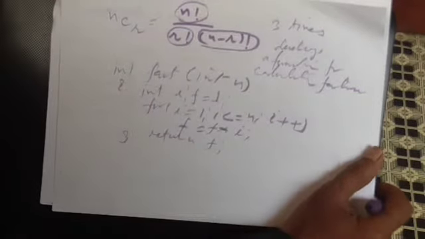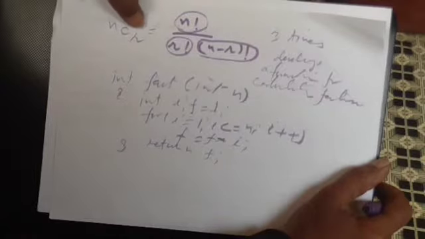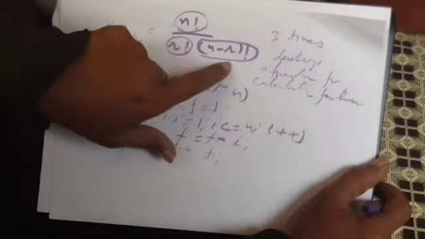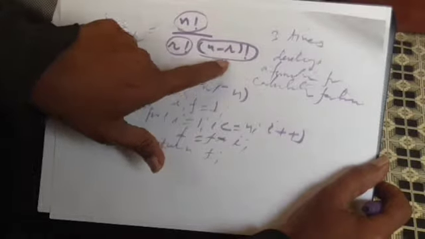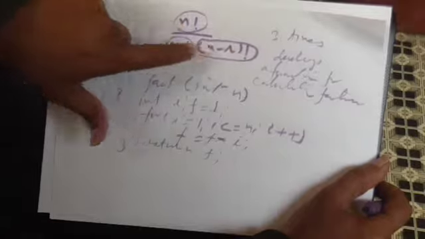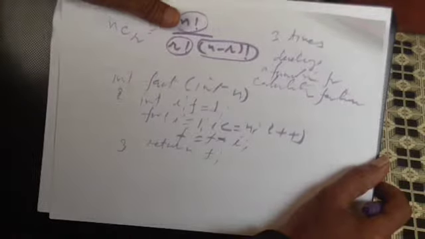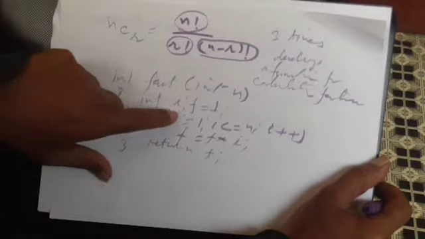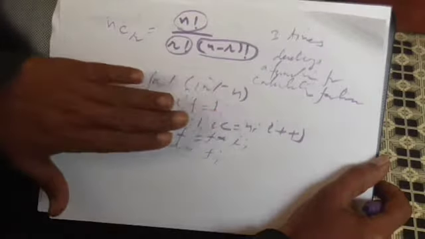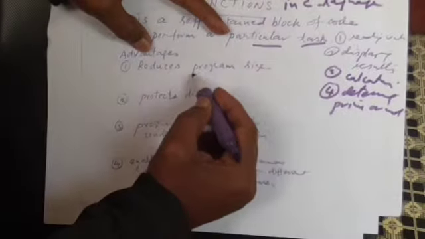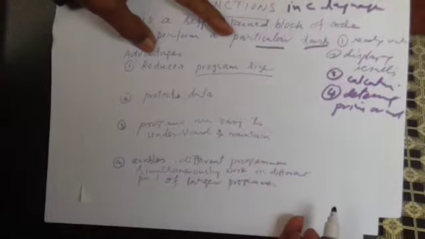If I am to calculate the value of NCR, the mathematical computation n factorial by r factorial and n minus r factorial, instead of writing this 3 times, I write only one function and I call it 3 times. So instead of writing it every time, I am writing it once and calling it many times. That's how I say it reduces the program size. So the first one is done.